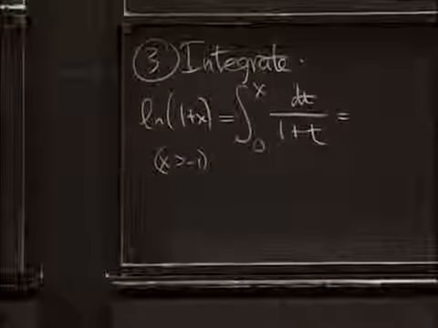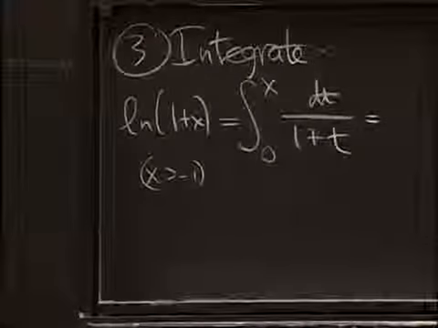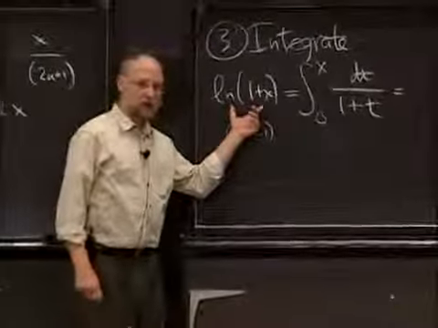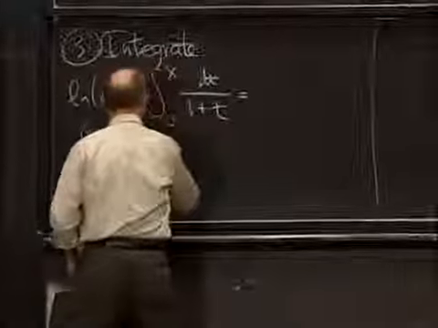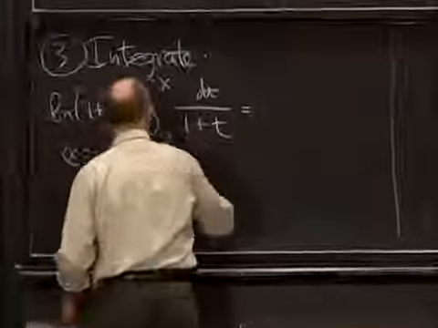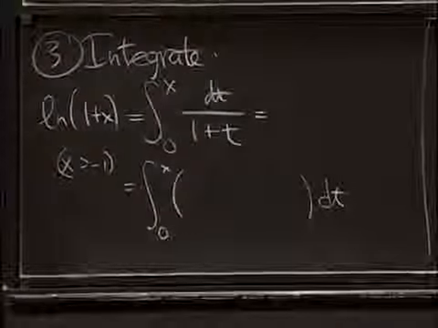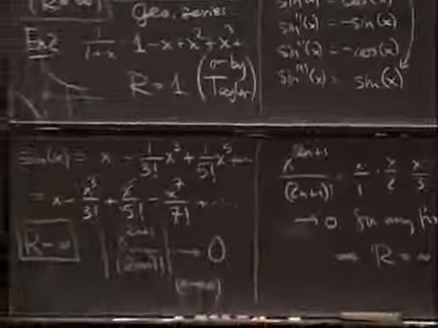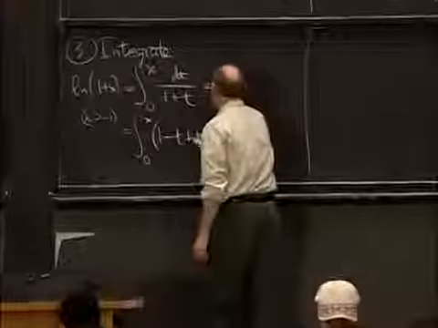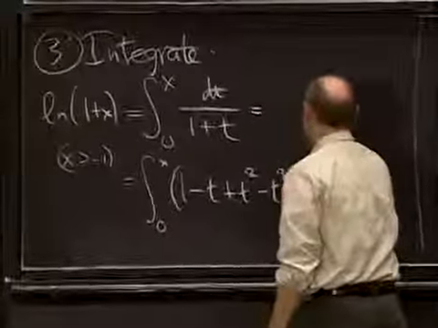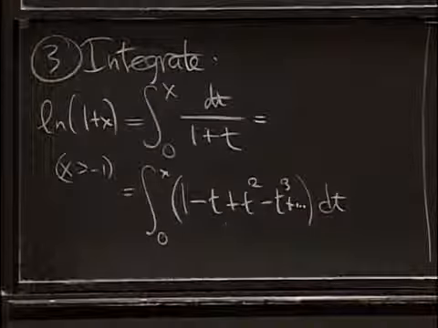Okay. Now, I'm going to try to apply power series methods here and use this integral to find a power series for the natural log. And I'll do it by plugging into this expression what the power series for 1 over 1 plus t was. And I know what that is because I wrote it down on the board up here. Change the variable from x to t there. And so 1 over 1 plus t is 1 minus t plus t squared minus t cubed, and so on. So that's the thing inside of the integral.